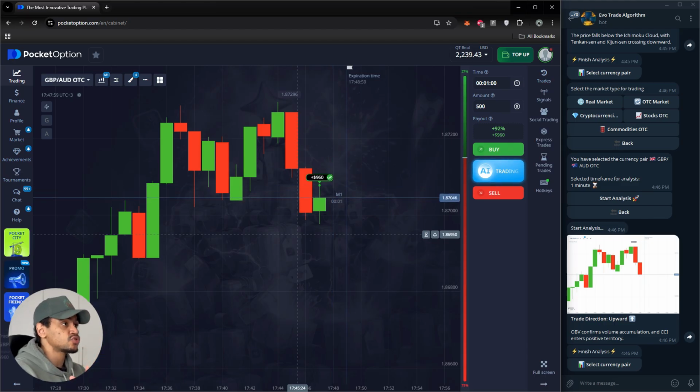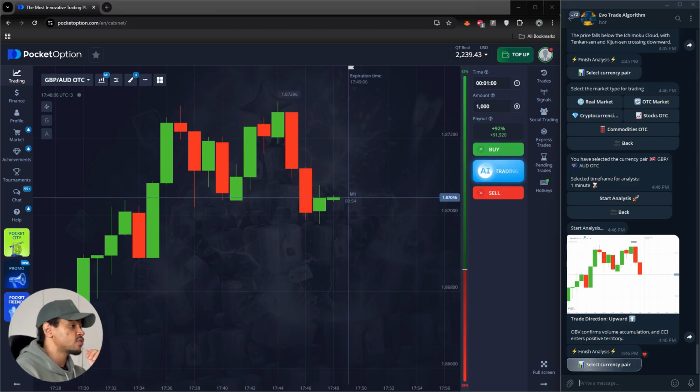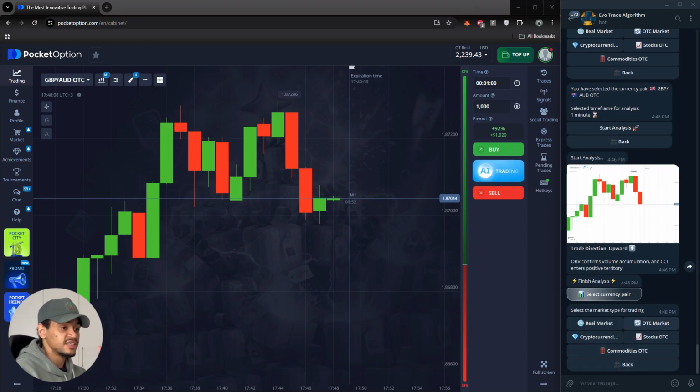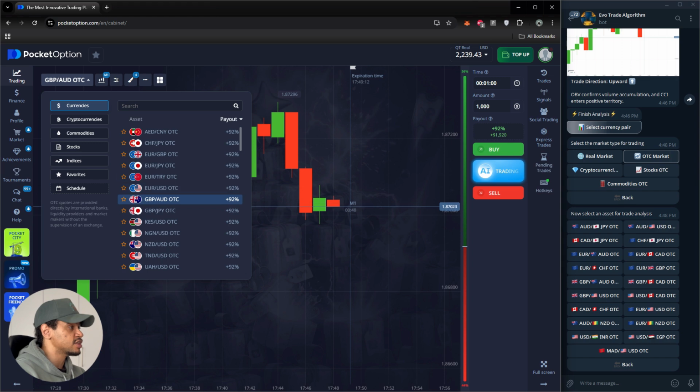Starting at $800, we're at 2.2k, and that's how it's done. And let's do one more trade here with Evo Trade algorithm, and then we're going to see what we have in Nexus Vision and see what type of automation is actually available inside of there.